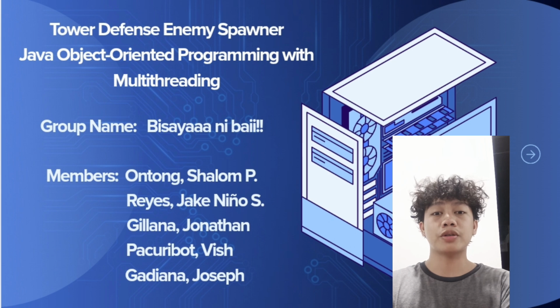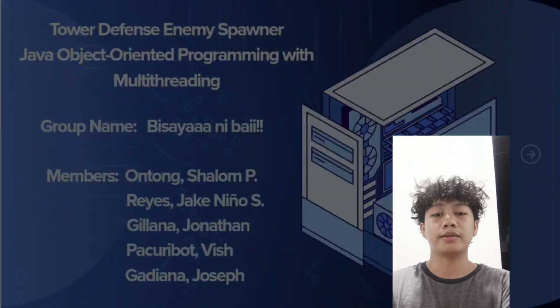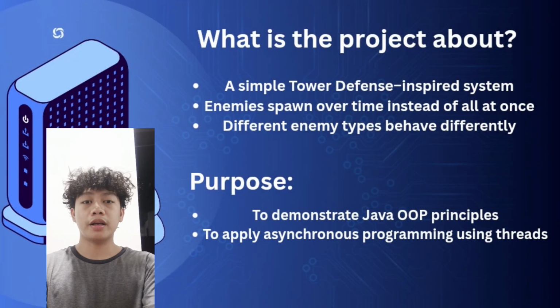This project demonstrates the four pillars of object-oriented programming in Java, with emphasis on polymorphism, and also shows the use of asynchronous programming through multi-threading. Our project simulates an enemy spawner in a tower defense game.